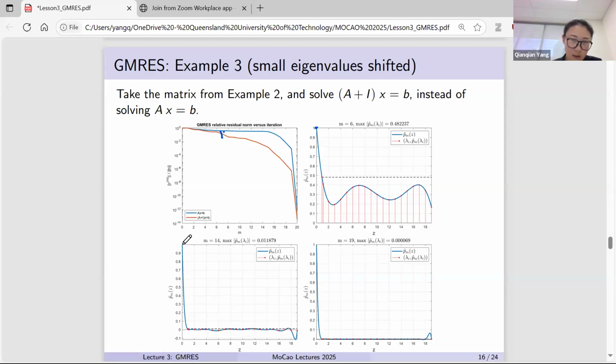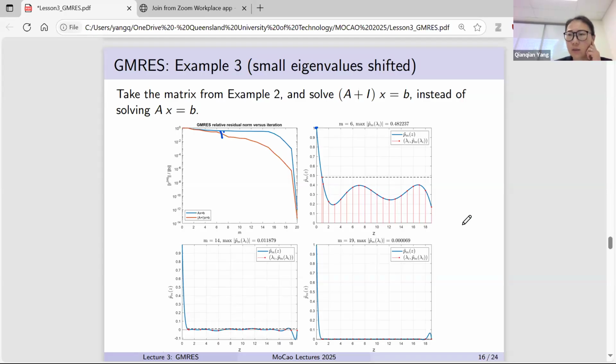Start from 1 up here and very comfortably just going down, and then keep all the other polynomial values at lambda also small. And at m equals 19, it's great. It's basically 0, very small. The maximum of PM at lambda is very small.